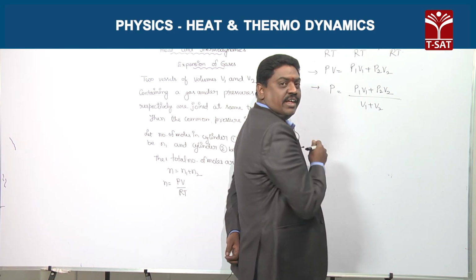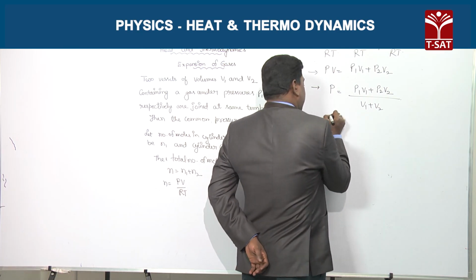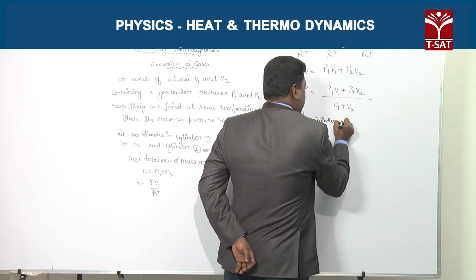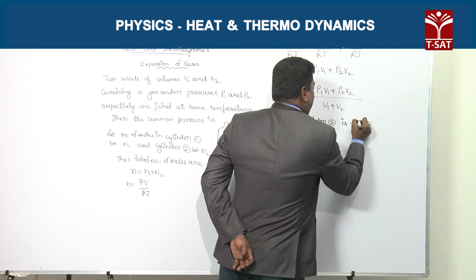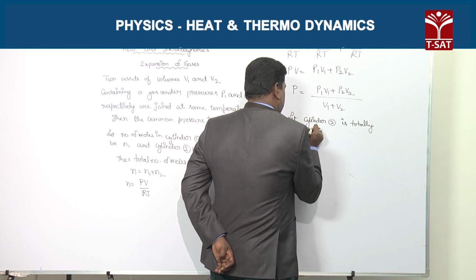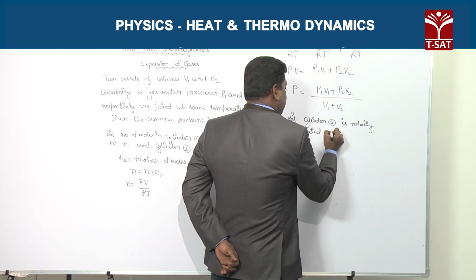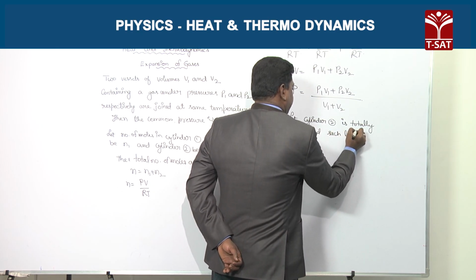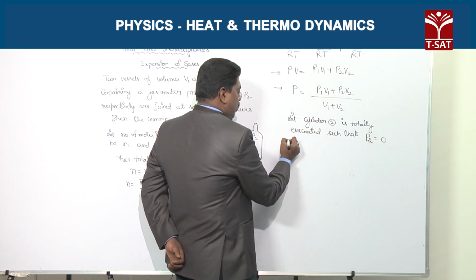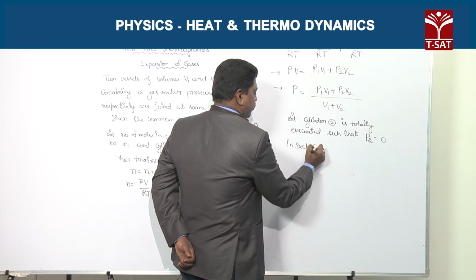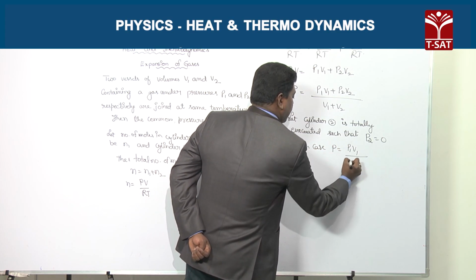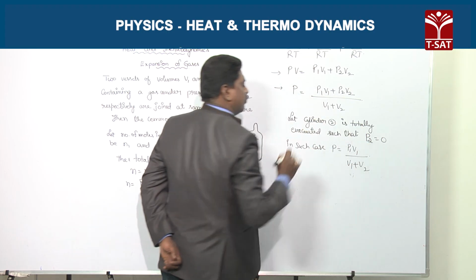Imagine, let one of the cylinders is totally evacuated. Let cylinder 2 is totally evacuated such that P2 becomes 0. In such case, P is given as P1 V1 by V1 plus V2.